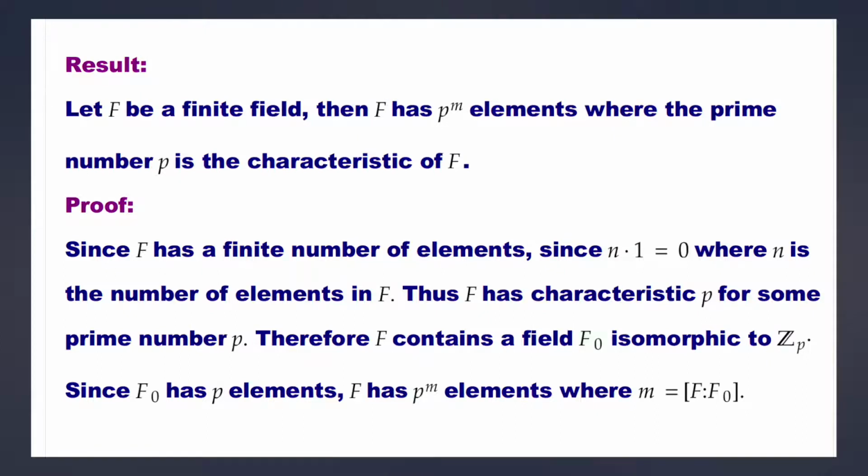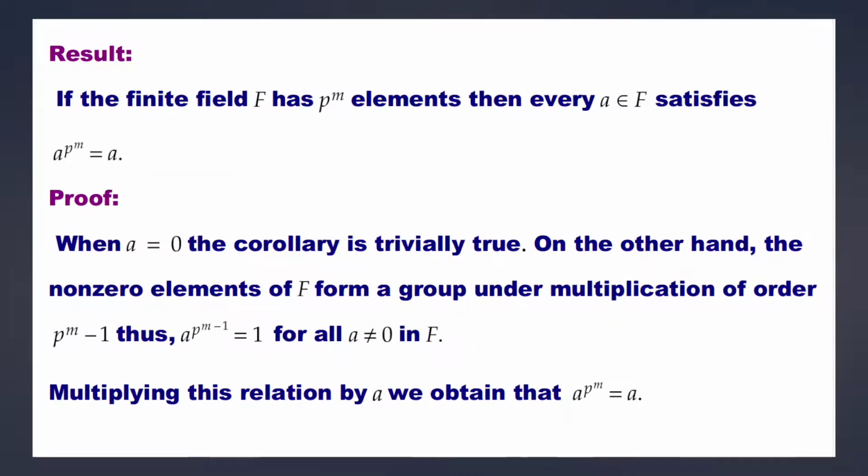Let us find out the characteristic of a field in the next result. Let F be a finite field. Then F has p power m elements, where the prime number p is the characteristic of F. The proof: since F has a finite number of elements, and since n times 1 equals 0, where n is the number of elements in F, F has characteristic p for some prime number p. Therefore, F contains a field F naught isomorphic to Zp. Since F naught has p elements, F has p power m elements, where m is equal to the dimension of F over F naught.